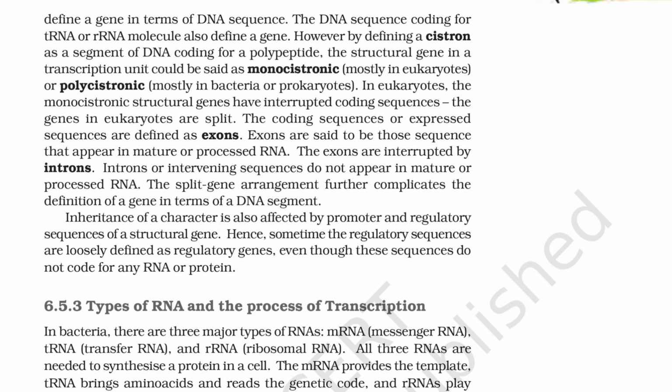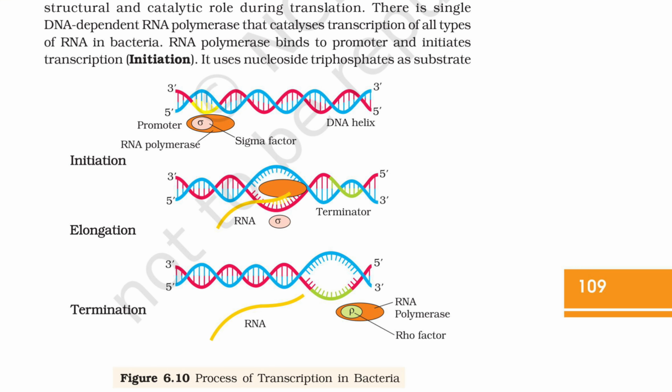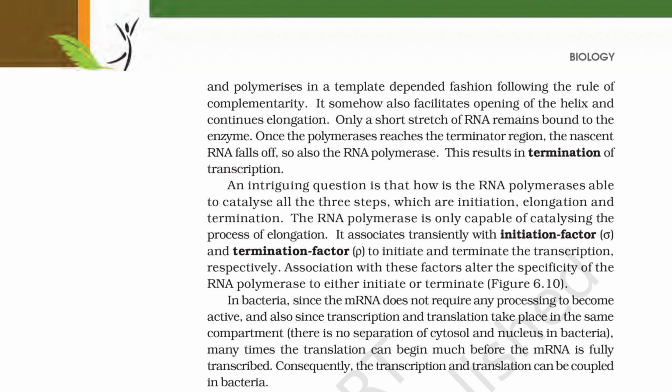The mRNA provides the template, tRNA brings amino acids and reads the genetic code, and rRNAs play structural and catalytic role during translation. There is a single DNA-dependent RNA polymerase that catalyses transcription of all types of RNA in bacteria. RNA polymerase binds to the promoter and initiates transcription, initiation. It uses nucleoside triphosphates as substrate and polymerizes in a template-dependent fashion following the rule of complementarity. It somehow also facilitates opening of the helix and continues elongation.